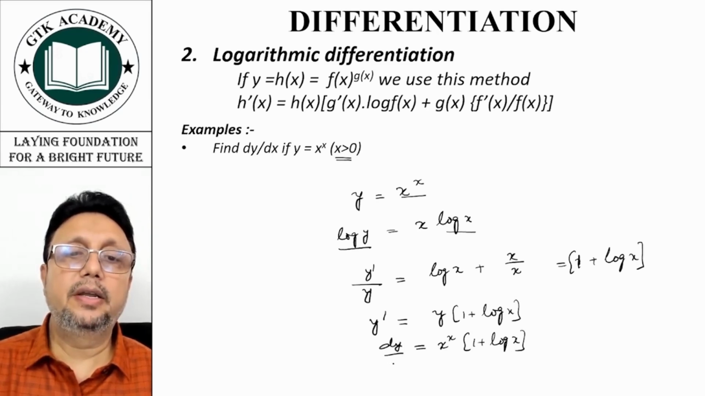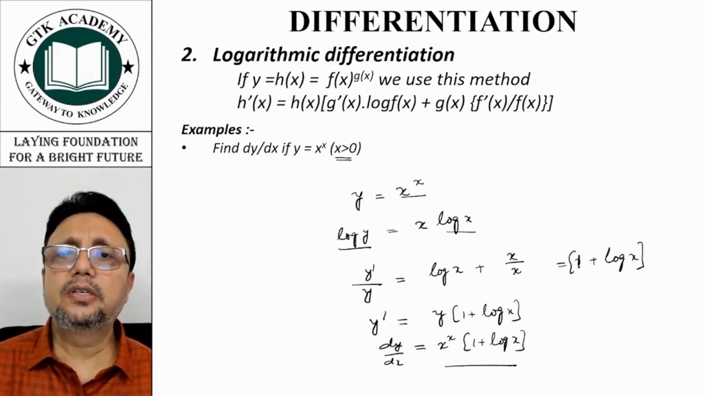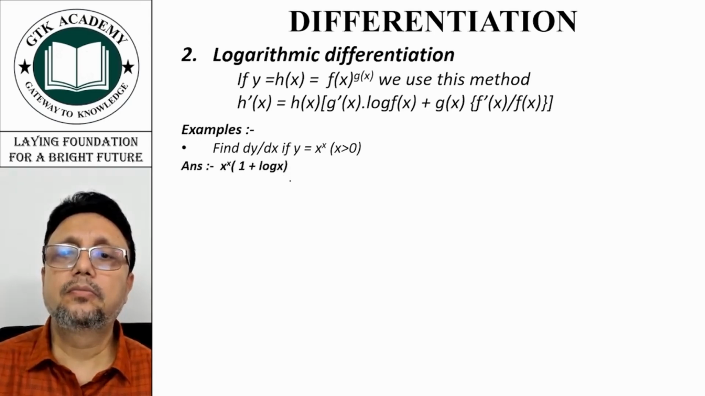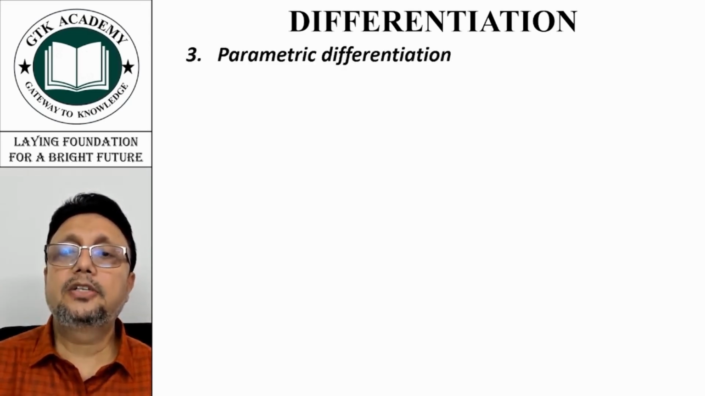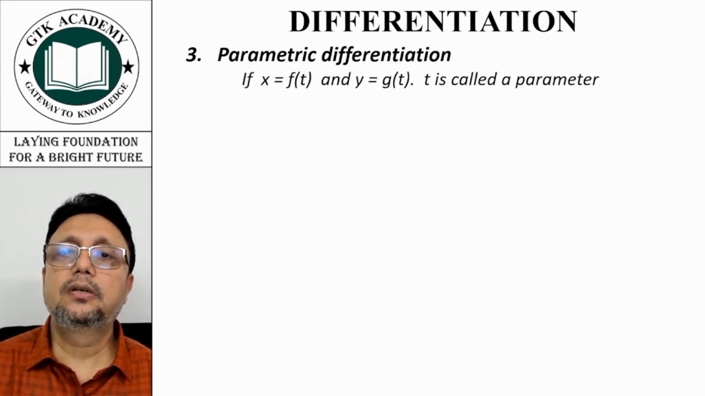So our dy by dx is equal to this. I hope you are clear with this logarithmic differentiation. So this is the answer. Let's go to the third one, parametric differentiation.